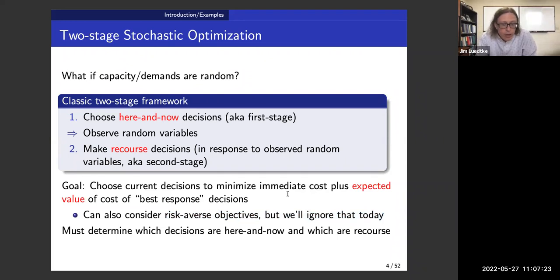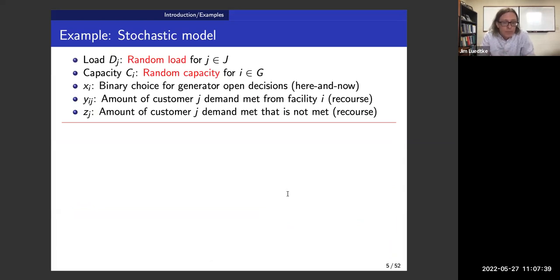Okay, so in creating such a model, you somehow have to divide your decision variables into some that have to be made ahead of time. Those are the here and now decisions, and some that can be waited and chosen after observing the random outcomes. So in this generation expansion model, the loads could be random. So we're going to imagine that those now are random variables. And as I mentioned, the capacities can also be random variables.